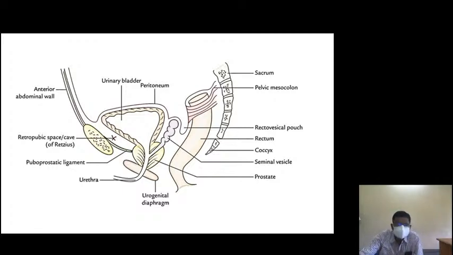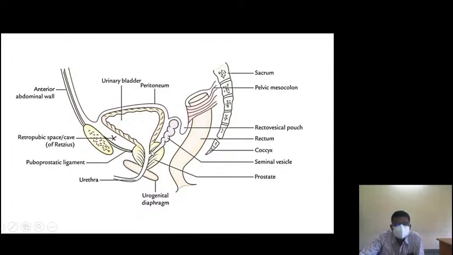Before going to the details of this prostate gland, first of all, I just wanted to show you the prostate gland. It is located just underneath the neck of the urinary bladder. Anteriorly, you can see the pubic symphysis or the pubic bone, and the anterior abdominal wall here. From the pubic symphysis towards the prostate, there is one ligament called the puboprostatic ligament.